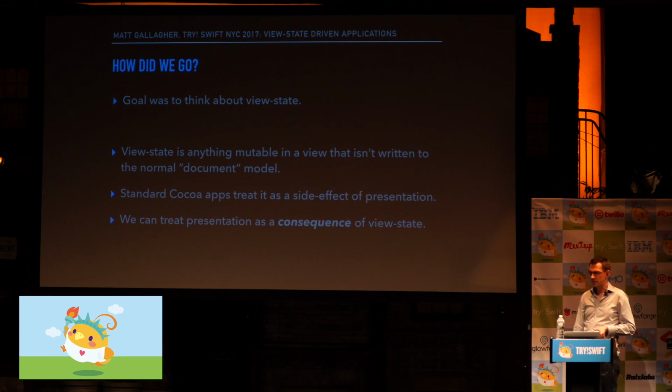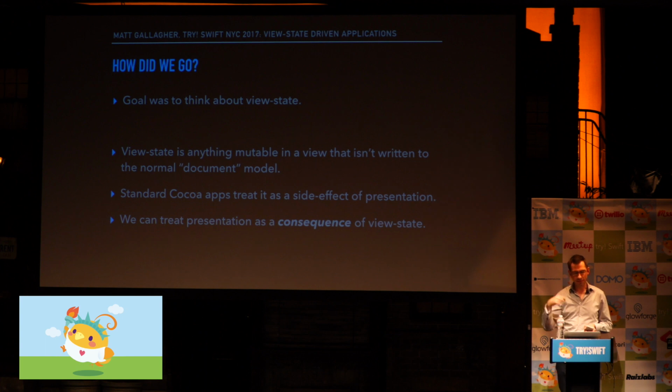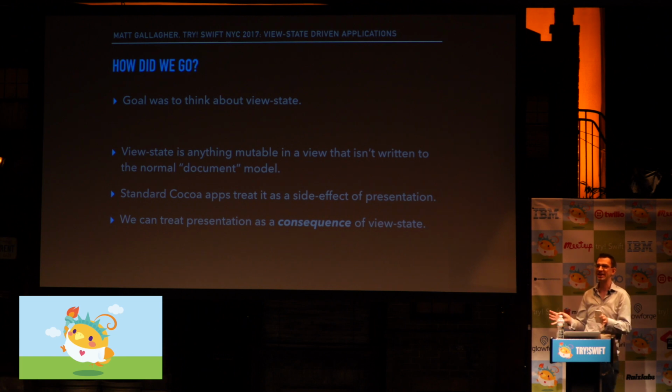So what I came here to talk to you about today was to think about view state. Just pay attention to the fact that there are all of these little bits of state everywhere in your app that you might not be capturing, that you might not be paying attention to. Because in reality, everything mutable in your app is part of a model. Whether or not you're representing it as a model, it is a model. There is a state in your app, and here's the state. Standard Cocoa apps treat this entire model as just a side effect of presentation. I've brought up a view controller, that's the state.